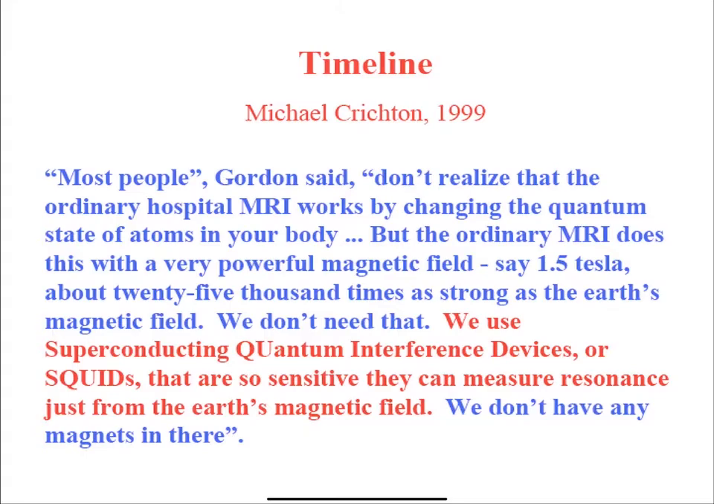So the ordinary MRI does this with a very powerful magnet, say 1.5 Tesla, which is about 25,000 times as strong as the Earth's magnetic field, which is pretty close, right? I mean, he's actually done his research here. But he's saying in the future, we don't need that. We use squids, which are superconducting quantum interference devices that are so sensitive they can measure resonance just from the Earth's magnetic field. We don't have any magnets in there. So he's saying in the future, you'll just have these squid detectors and you just walk in and there's no magnet and it'll do MRI on you.